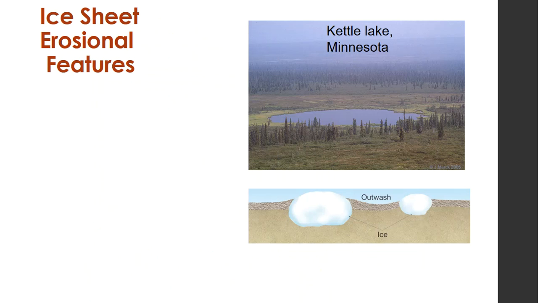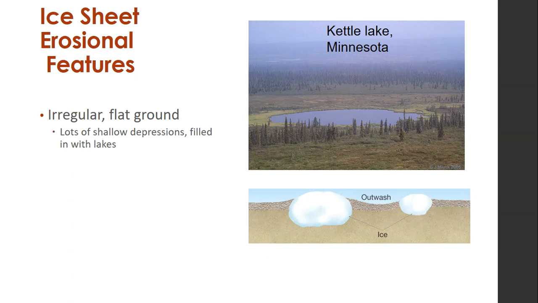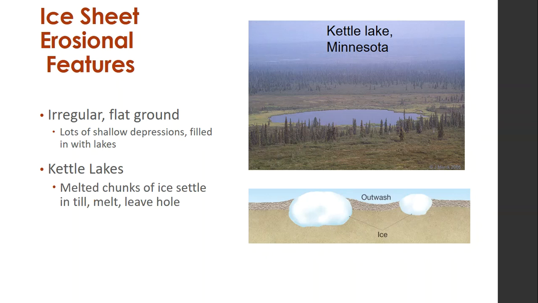Ice sheets also create these rounded erosional features. You have these irregular shapes that are happening on relatively flat ground. So you get lots of shallow depressions that are filled with lakes and water, which you see a ton of in Minnesota. Minnesota is the land of 10,000 lakes, and there literally are 10,000 lakes there. They're called kettle lakes. And so you have melted chunks of ice that settle in till and melt, and they leave a hole behind, and next thing you know, you get a lake.